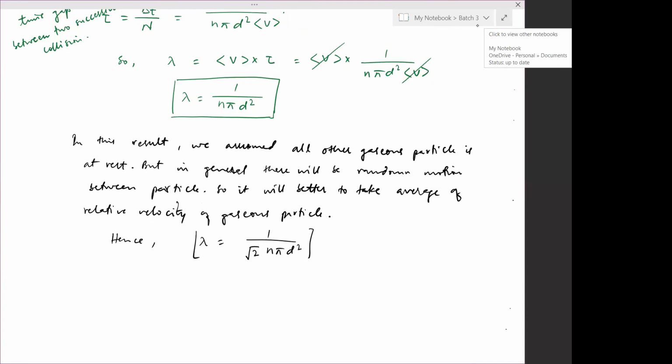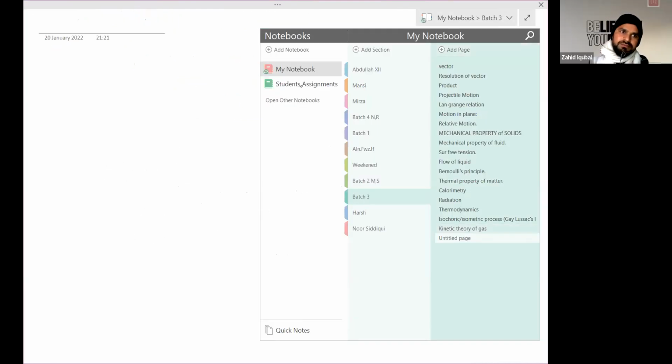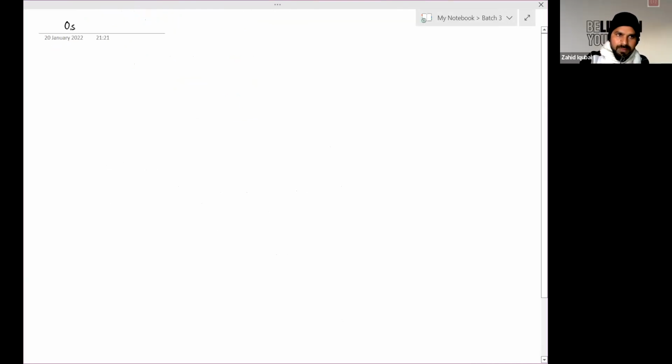Okay, let's start a new chapter. That is oscillation, or simply simple harmonic motion. So to define this oscillation, first, what do you mean by periodic motion?